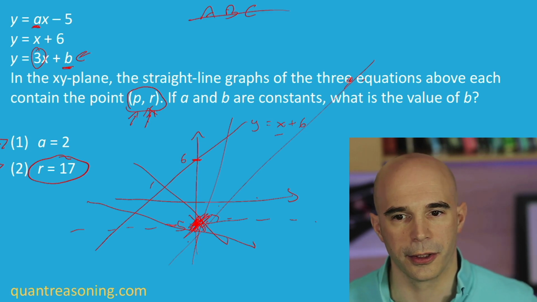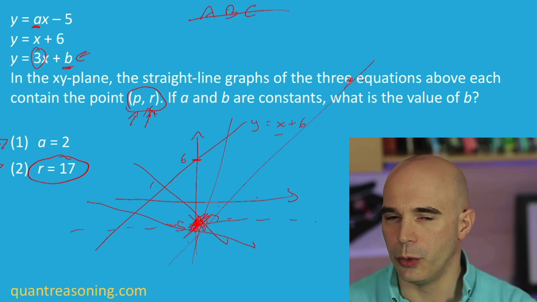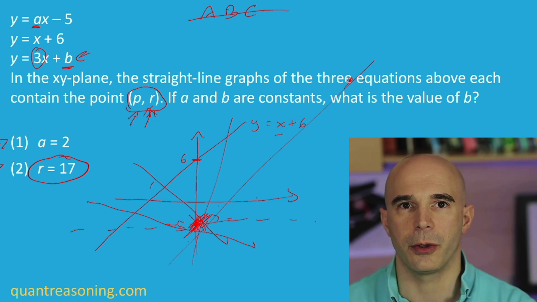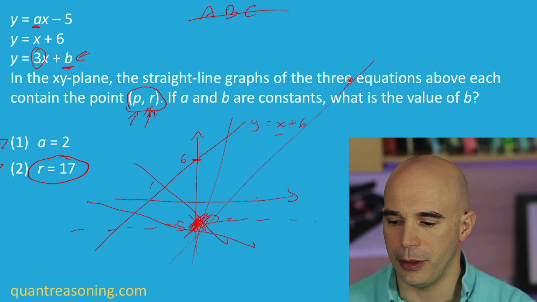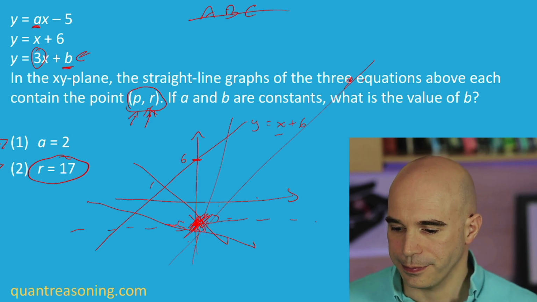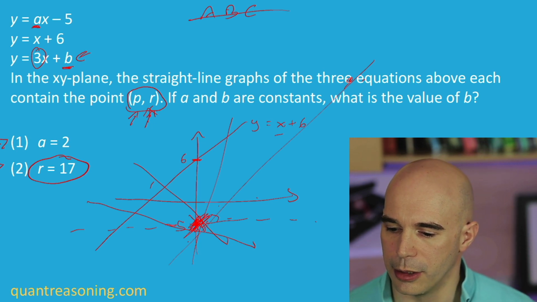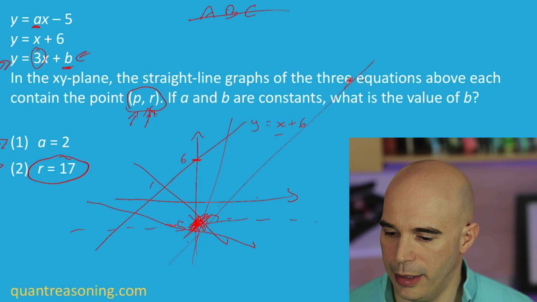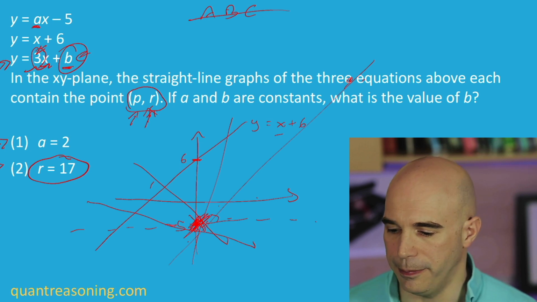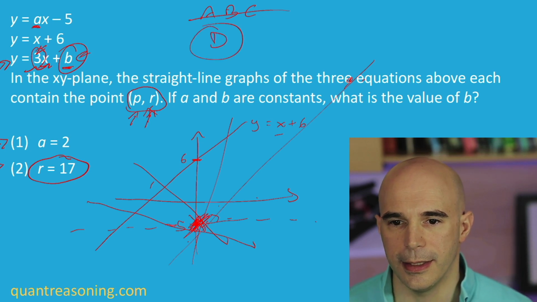This is either D or E. Now the question wanted to know the value of B. Would we be able to figure out what the third line looks like if we knew where all three lines meet? Yeah, if I knew where all three lines meet, I could put R into Y and P into X, and I have the 3 there, and then I can solve for B. So each statement is sufficient on its own, and the correct answer is D.